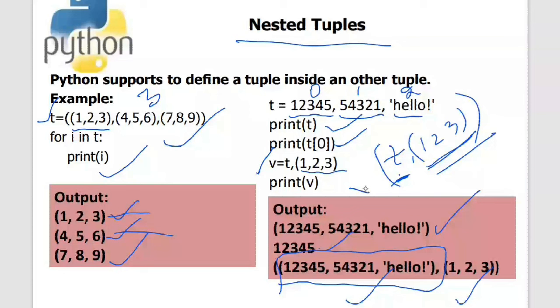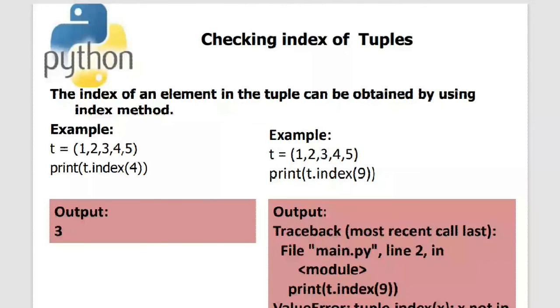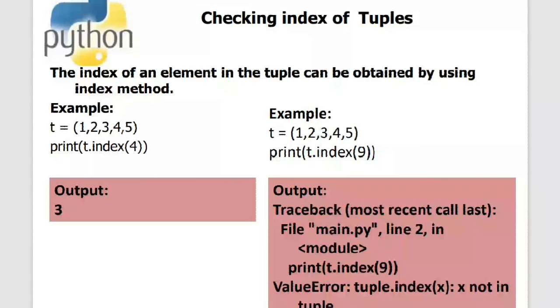Okay, so the next concept is checking the index of tuples. The index operation will return the index of an element that you pass as an argument into the index function. So the index function takes the item directly. I want to check what the index value of 4 is. The index of 4 is 3 in the tuple, so it has written 3 here.